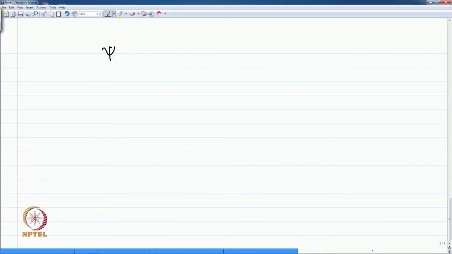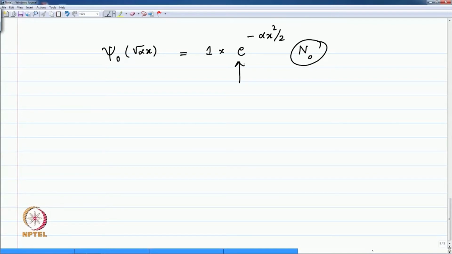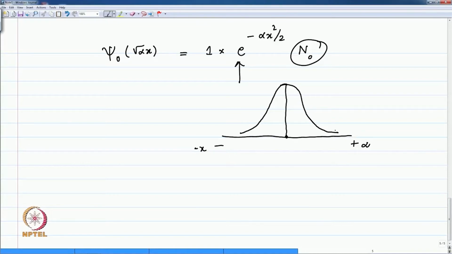Okay. Psi 0 of root alpha x is 1 times exponential minus alpha x square by 2 times the normalization constant n0. Let us not worry about that. We will only concern ourselves with this, and when you plot it as a function of x, this is negative x, and this is positive x. If you do that, this is an even function, and this is the familiar bell-shaped curve, which is the Gaussian function, centered at x is equal to 0, and this height is obviously n0.